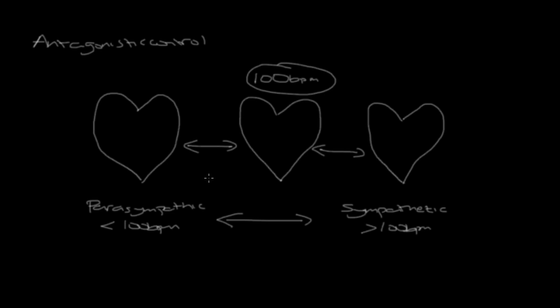And if it goes above or below that, then you get a response. These are in opposition to each other. They have different receptors that will respond on the heart to either the parasympathetic or the sympathetic response. And this gives you what is the antagonistic control, which makes sure that the heart rate will stay within reasonable levels.